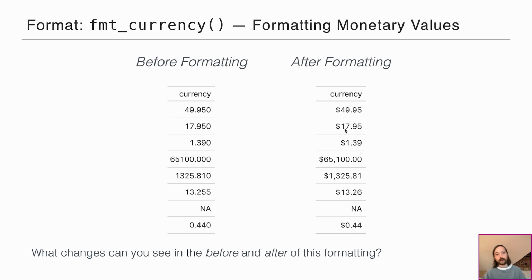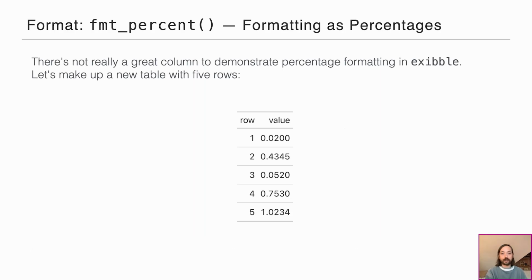So the next formatter I'm going to look at is format %, and this is to format data as percentages. So right now we have this value column. Sorry, we're going to create this data to show off format percentage, since it's a little hard to show off in Exhibit, but these kinds of problems show up a lot.